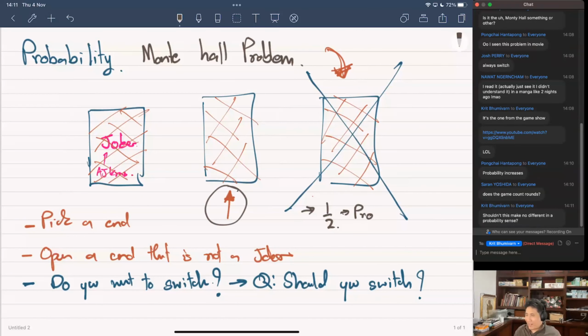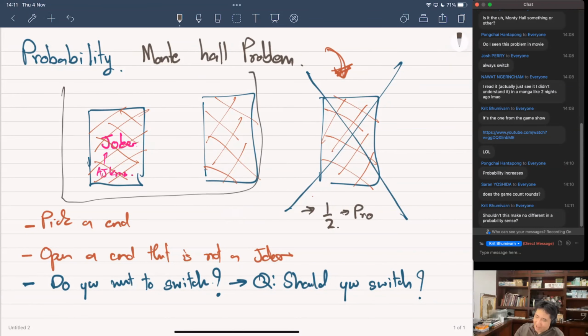Let me recap the argument again. The first argument was that at the end, when they ask you to switch or not to switch, you have two choices. So the probability is a half, which means it doesn't matter whether you switch or not. Yes, so that means it doesn't matter. Okay, but the other argument is the following.